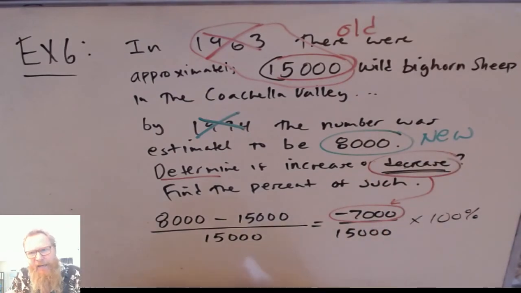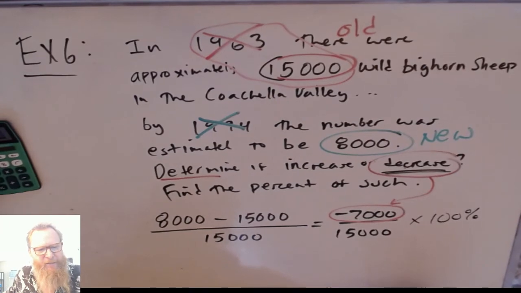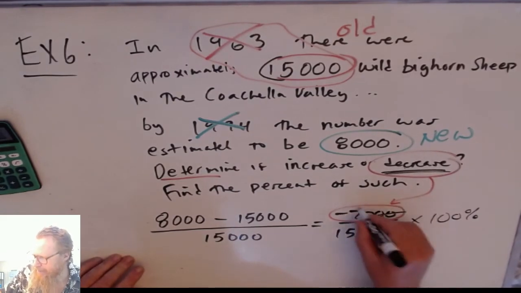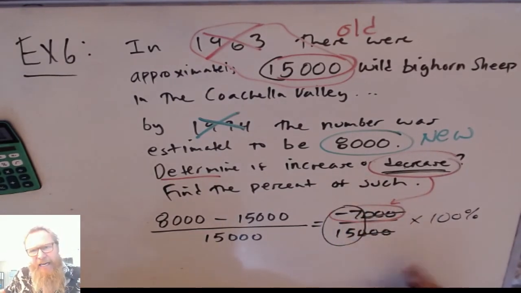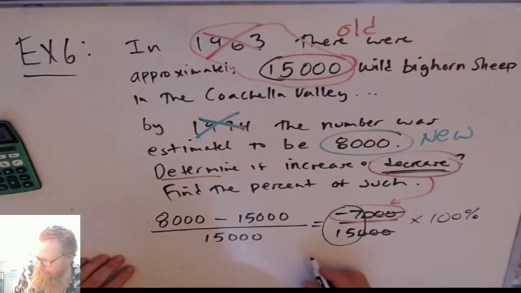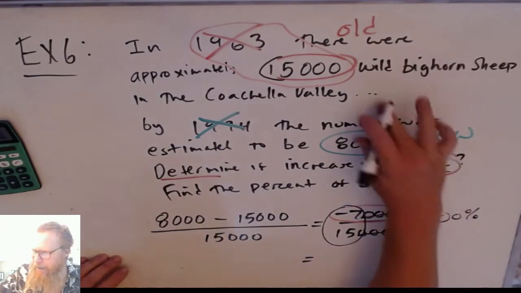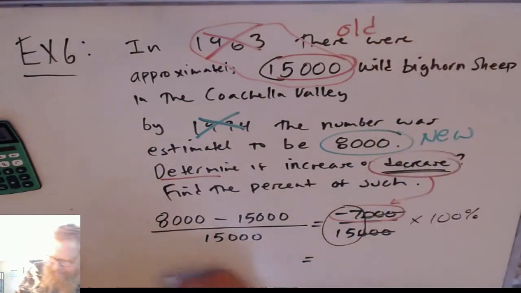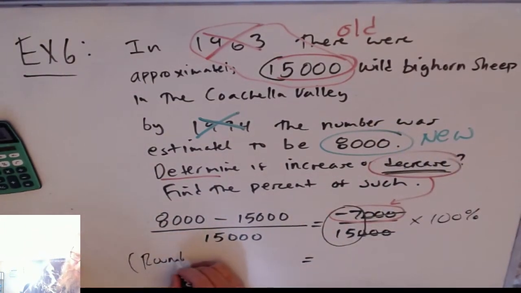It's negative 7,000. All right, so we got 7,000 divided by 15,000, which if you want, you can just divide 7 divided by 15, right? Because they're both thousands. They both have 3 zeros. And for this one, I want you to round to the nearest whole percent. I'll tell you in each problem.